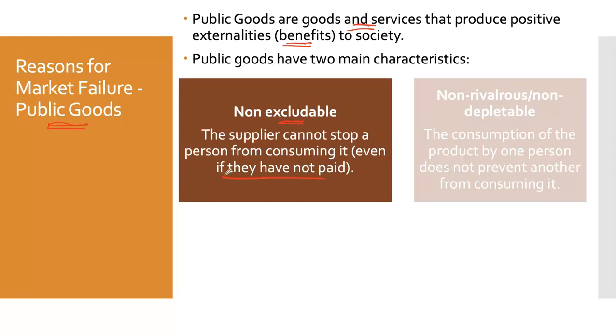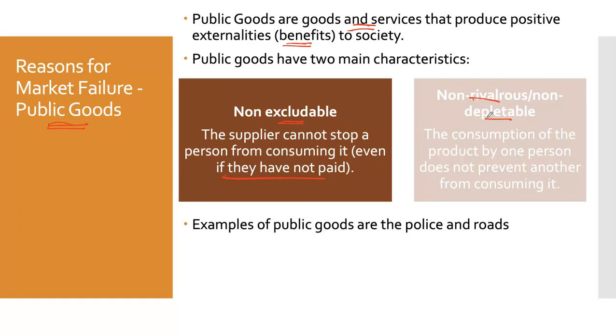So people can consume this good even if they don't pay. And it's also non-rivalrous or non-depletable. The consumption of the product by one person does not prevent another from consuming it. So it doesn't get depleted, but probably more important, you can't exclude people from using it even if they don't pay. So examples of public goods are police and roads.